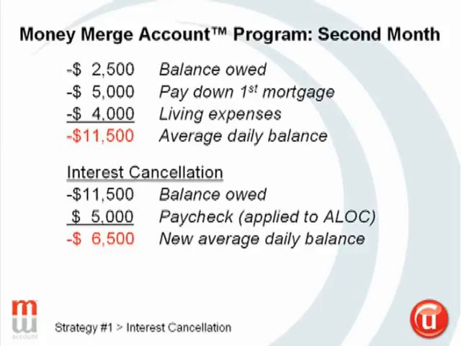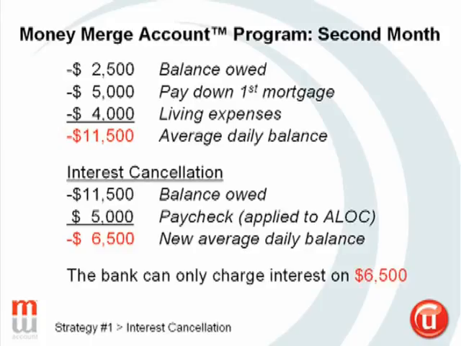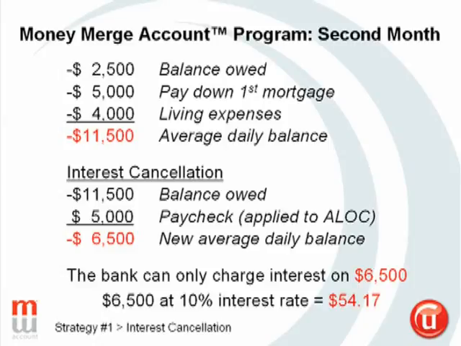That's going to give them a new adjusted average daily balance of $6,500. And again, as we saw in month 1, the bank can only charge them interest on $6,500. $6,500 at 10% interest would be $54.17 for the entire month's finance charge.